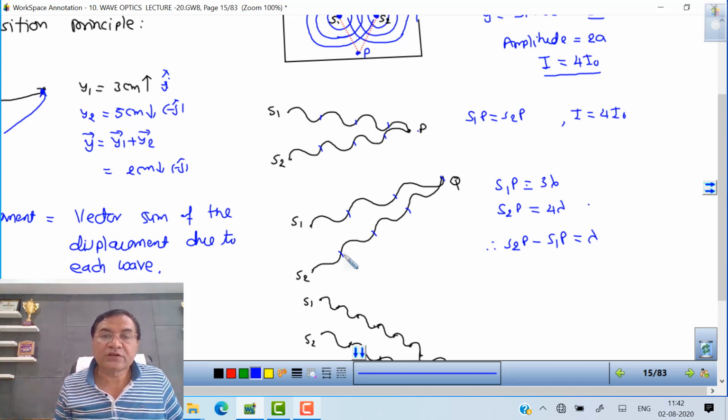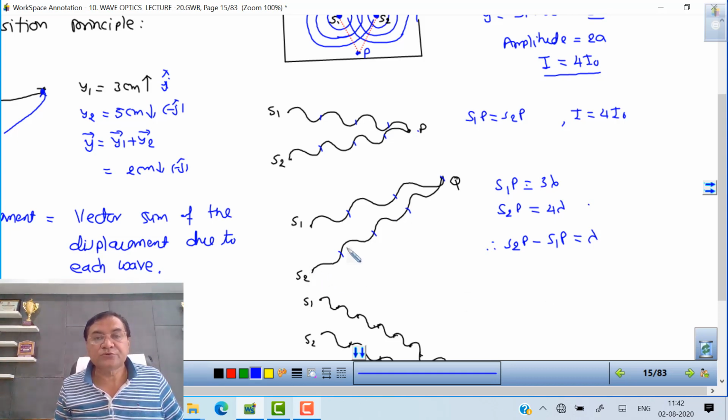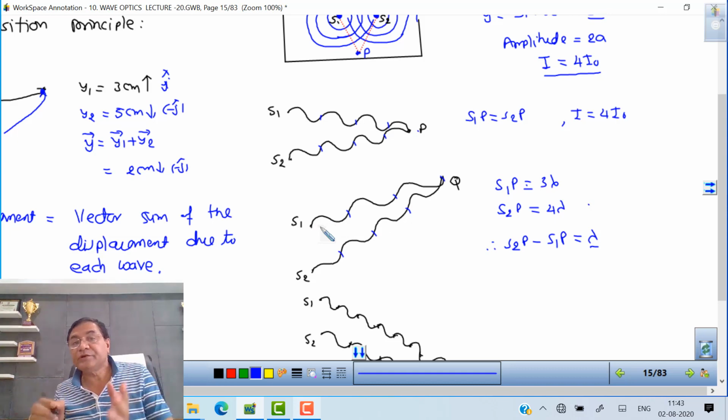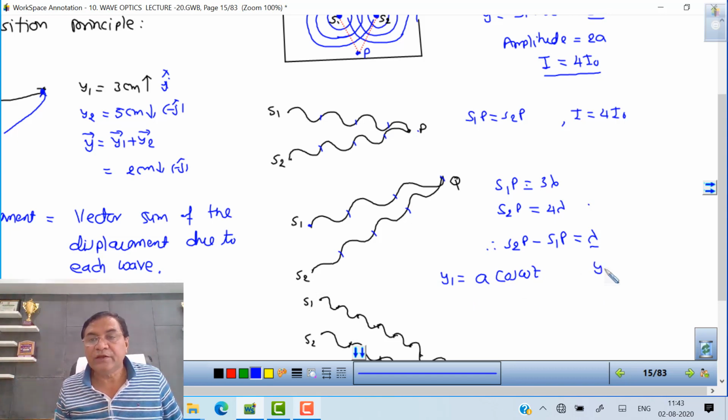So this wave has to travel more distance compared to the wave emitted from S1. The wave emitted from S2 has to travel more distance. How much? Lambda compared to the wave emitted from S1. So if I take the wave emitted from here, y1 is equal to a cos omega t, and emitted from S2, y2 is equal to A cos omega t.